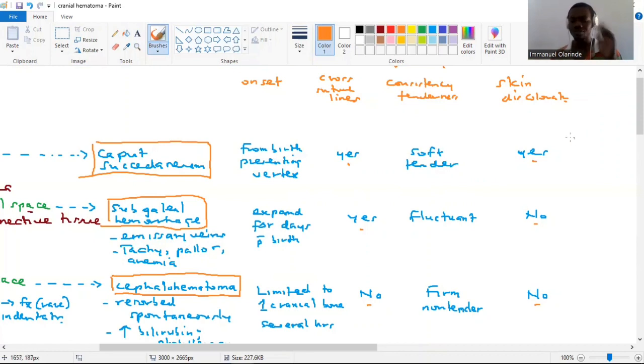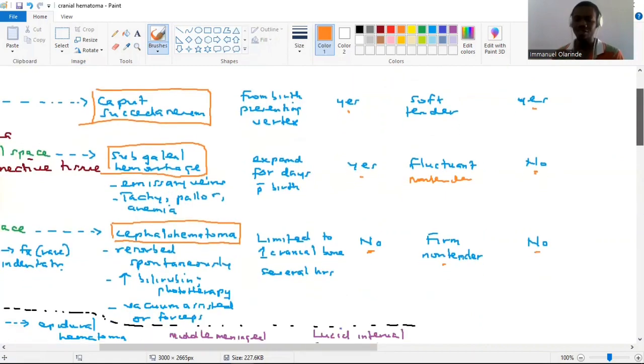So quick recap, caput is then just a bruise. Overlying skin will be discolored, it's going to be tender to the touch, soft to the touch, it's going to cross suture lines, present shortly after birth. Subgaleal hemorrhage, it also crosses suture lines, but also soft to the touch, but non-tender as well, typically. And the skin looks normal. Cephalohematoma doesn't cross suture lines. It's going to be confined over just one particular bone, won't cross suture lines. It is firm to the touch and non-tender, and the skin also looks intact. Right, overlying skin looks intact.